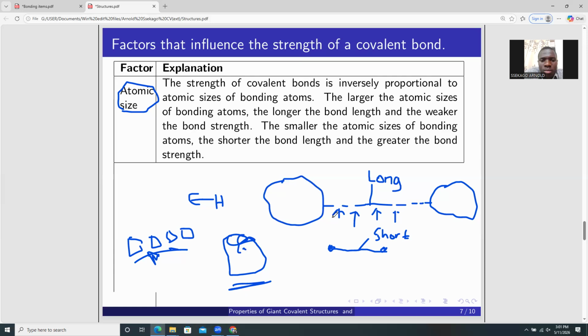So I want to say that the strength of a covalent bond is inversely proportional to atomic size. The strength will be high if the sizes are small, and the strength will be low if the sizes are big. The larger the atomic sizes of bonding atoms, the longer the bond length and the weaker the bond strength. The smaller the atomic sizes of bonding atoms, the shorter the bond length and the greater the bond strength.